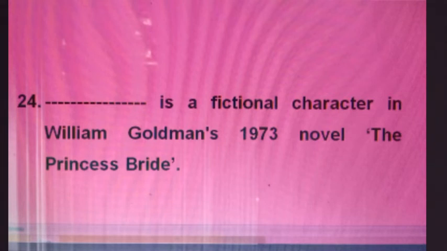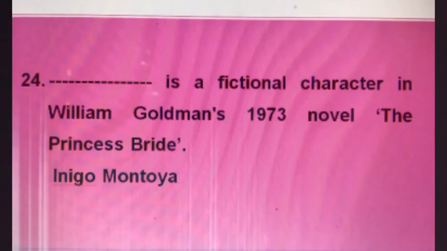Question number 24. Dash is a fictional character in William Goldman's 1973 novel, The Princess Bride. Answer: Inigo Montoya. Inigo Montoya is a fictional character in William Goldman's 1973 novel, The Princess Bride. Remember, it is not William Golding. This is William Goldman. His novel is The Princess Bride.